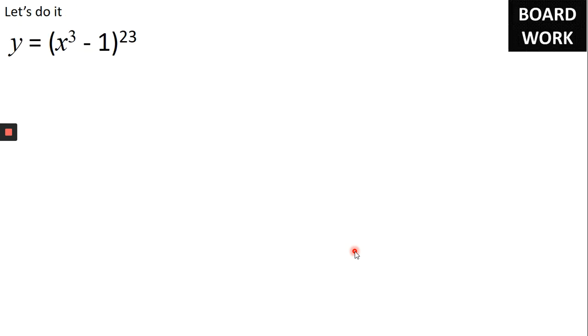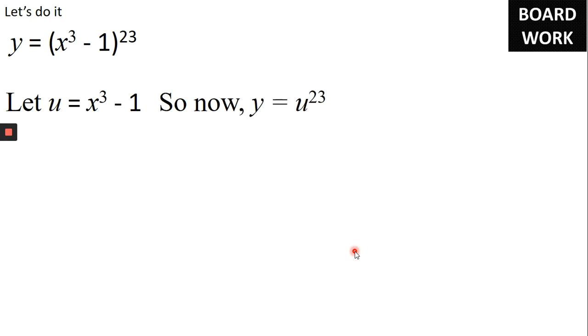Let's have a look at an example. So some board work. First off, we're going to let u equal x cubed minus 1. So now y equals u to the power of 23. So we're using dy by dx, but we remember, because we're using our u here, we're going to set up this wonderful situation where our du's will cancel.